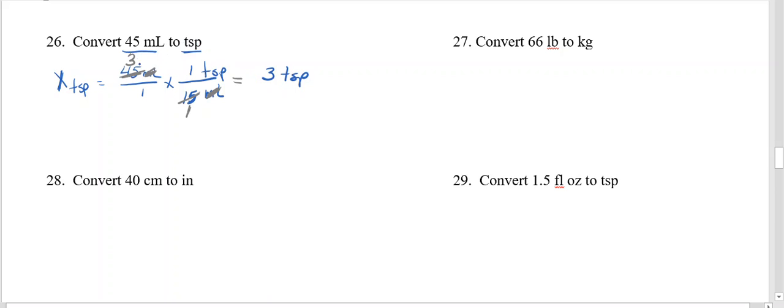Now, if you hadn't wanted to do the canceling, you could have done 45 by 1, times 1 over 15, and done 45 over 15, and got the same answer.